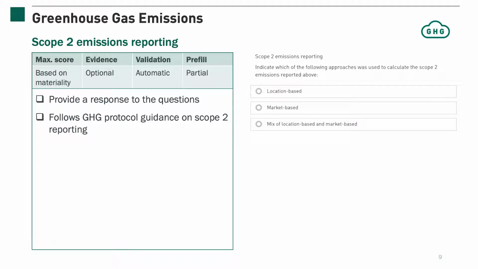In addition to the tables, there are several questions that relate to the methodology behind the reported emissions and targets. The first question relates to Scope 2 emissions. This is based on the guidance in the Greenhouse Gas Protocol. The location-based approach calculates emissions using a regional emissions factor. For example, the average emissions factor for the electricity in France. These can be obtained from regional or national governments or through the International Energy Agency.